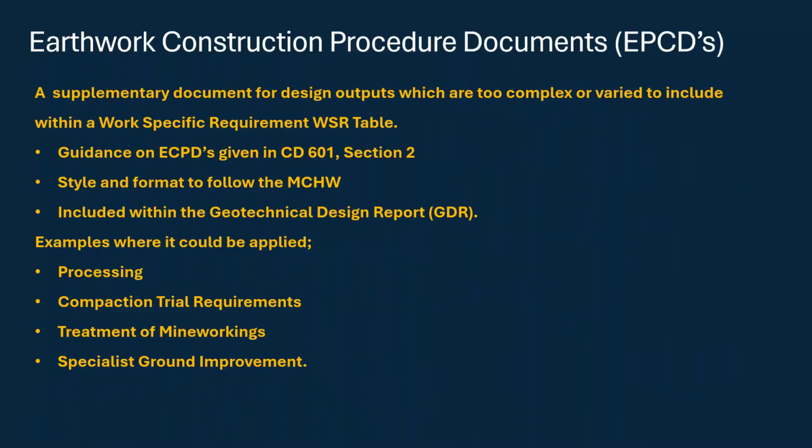I've mentioned several times already ECPDs on the top there. Earthworks construction procedure documents. Now, the work standard requirements, as we'll see later on in the talk, are very much simplistic tables where you fill in each field of the table to generate your requirement. Not every design can be covered in that form. Some designs are considerably more complex, require more explanation, or they're variable.